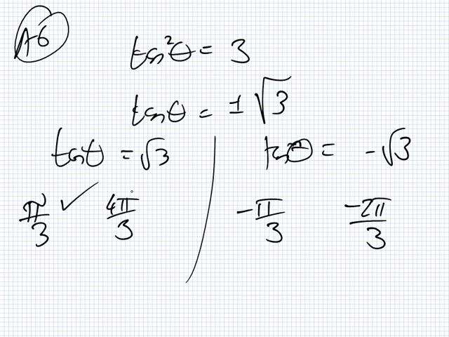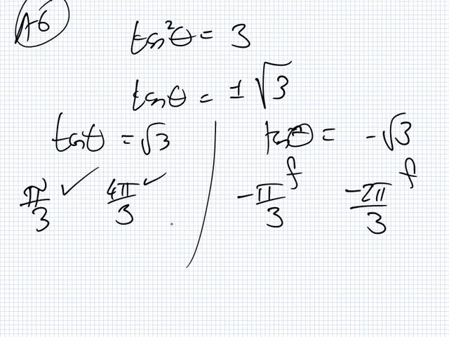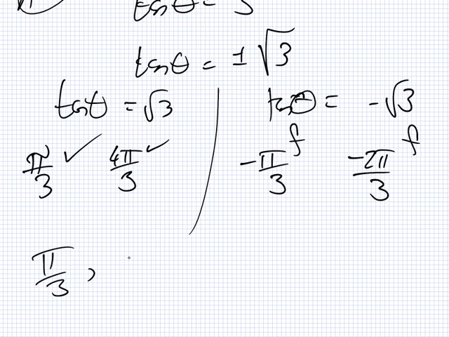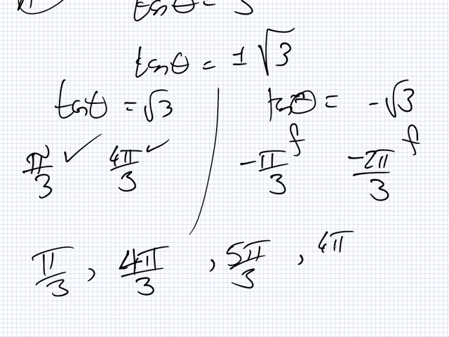These answers are acceptable, but they probably want answers between 0 and 2 pi. So we have to fix these answers by adding 2 pi to them. So that's pi over 3, 4 pi over 3, 5 pi over 3, and then 4 pi over 3 again. If I add 2 pi to this, I get 4 pi over 3, the same answer as that one, so this is not particularly useful. I feel like I made a mistake there adding those in my head.